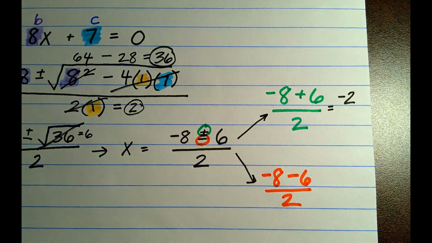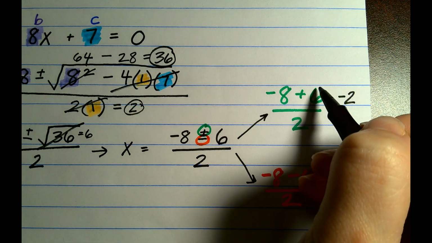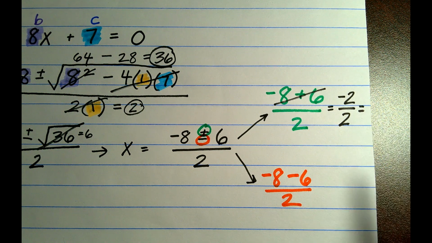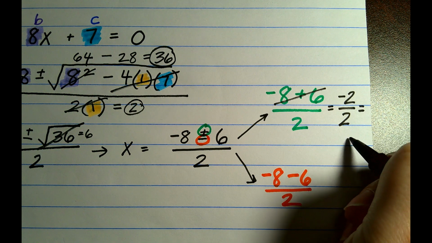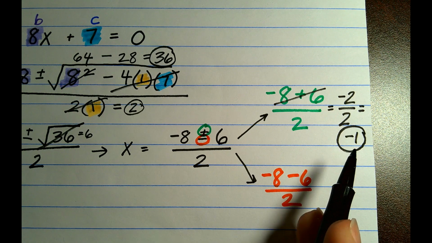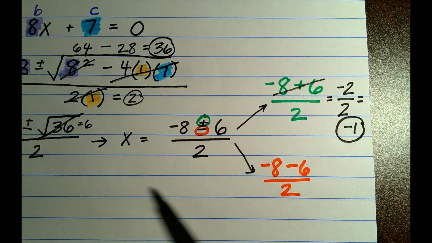Is that our answer? You've got to divide by... Aha, good. We still have to divide by 2. And what will that give us? -1. So we have one of our x values, and now let's do the minus.